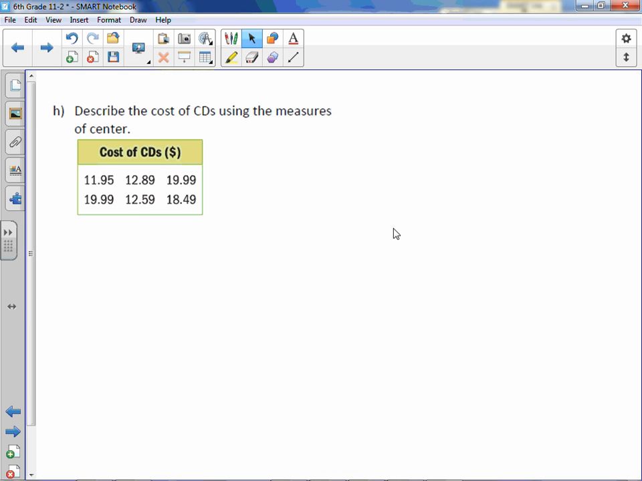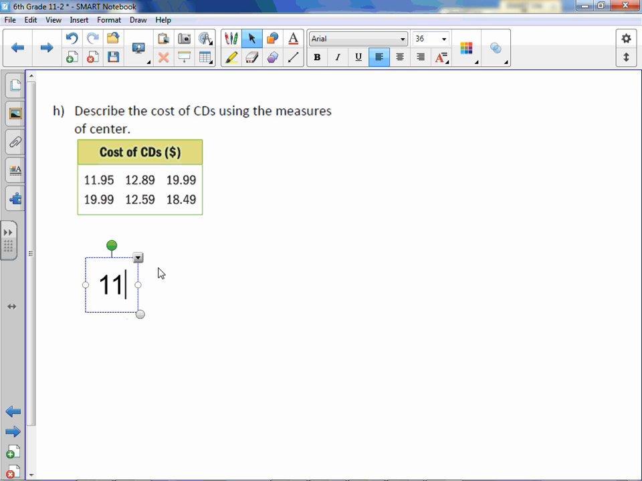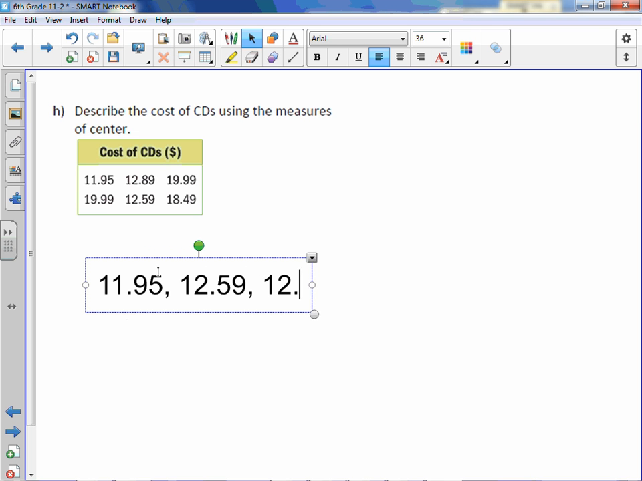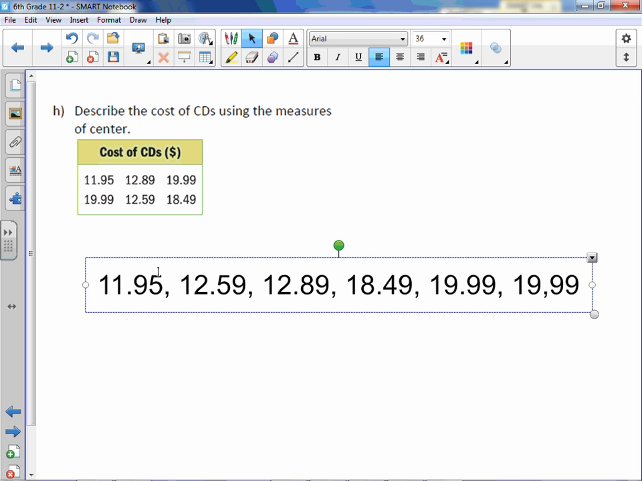Describe the cost of CDs using the measures of center. Again, we are using mean, median, and mode. So let's order the data. Our smallest number is 11.95. Then we have 12.59, 12.89, 18.49, 19.99, and 19.99. I should have 6 numbers. 1, 2, 3, 4, 5, 6, which I do.